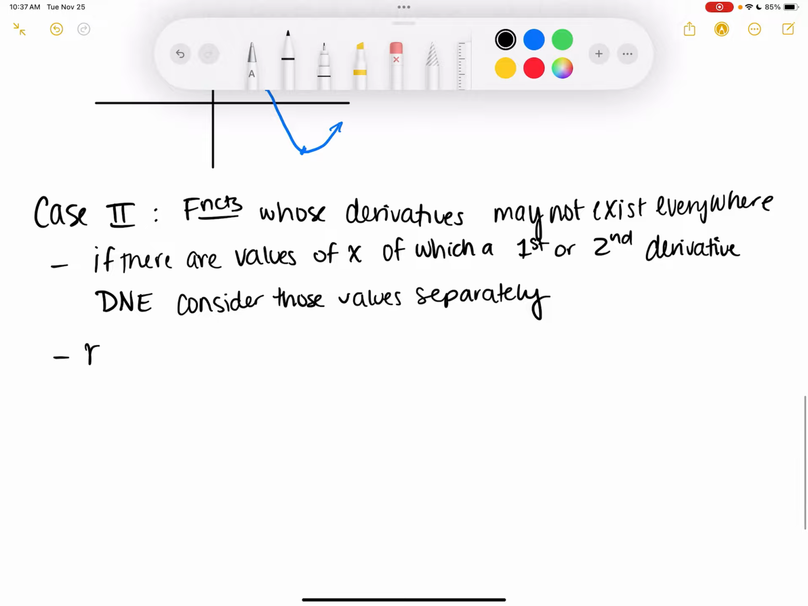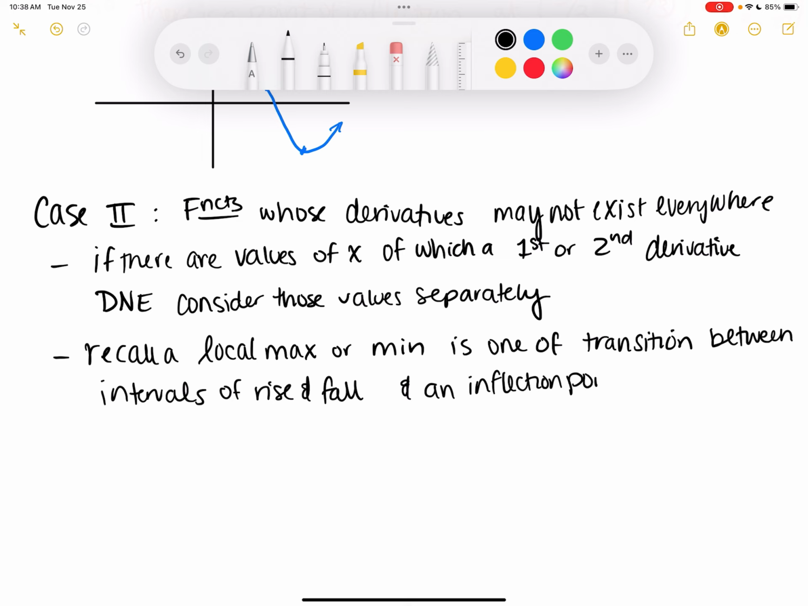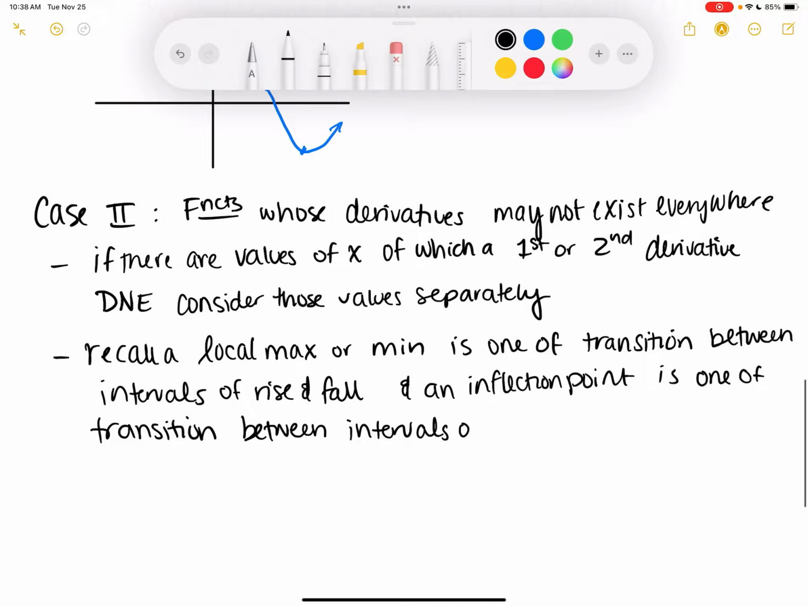And recall a local max or min is one of transition between intervals of rise and fall, and an inflection point is one of transition between intervals of upward and downward concavity.